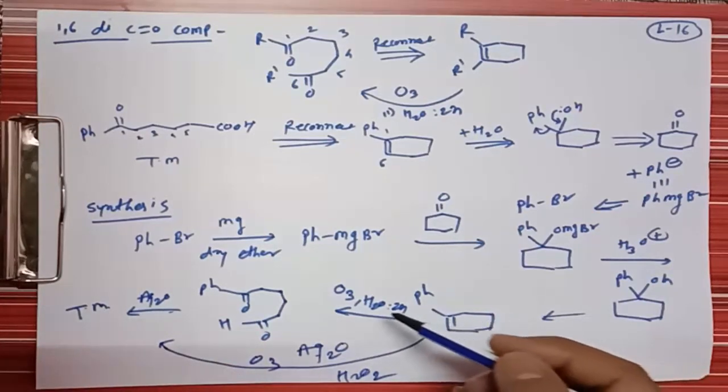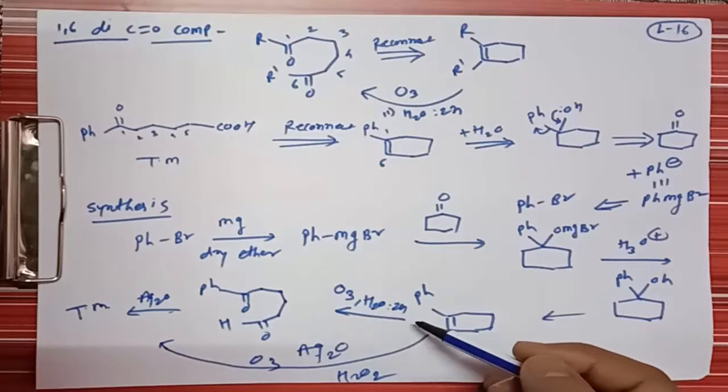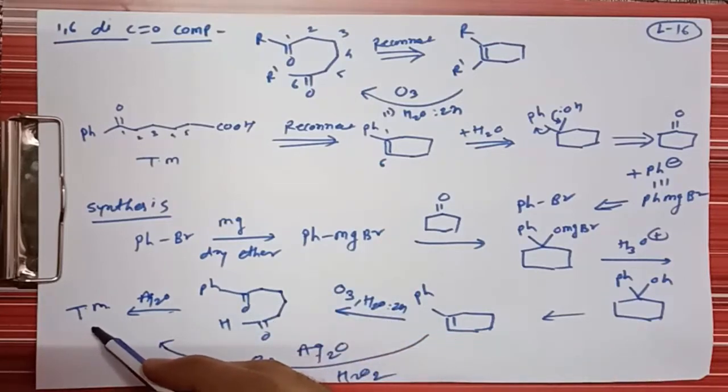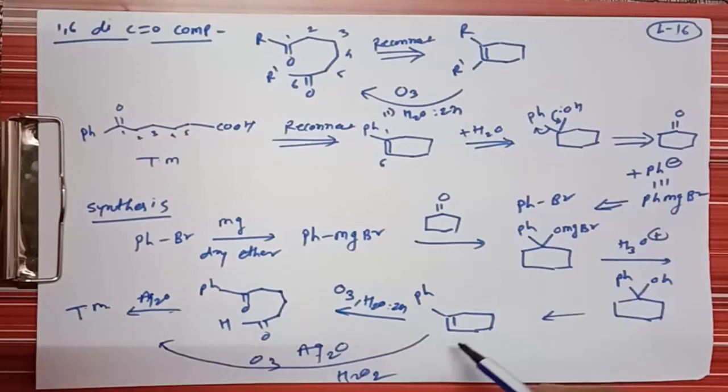But if we only ozonolyse this molecule in presence of zinc, it first gives the aldehyde, and then it will be oxidized to the acid. But if you want to directly prepare the acid from this olefin, we can use a reagent, that is Ag2O, ozonolysis, and H2O2. It gives the target molecule.